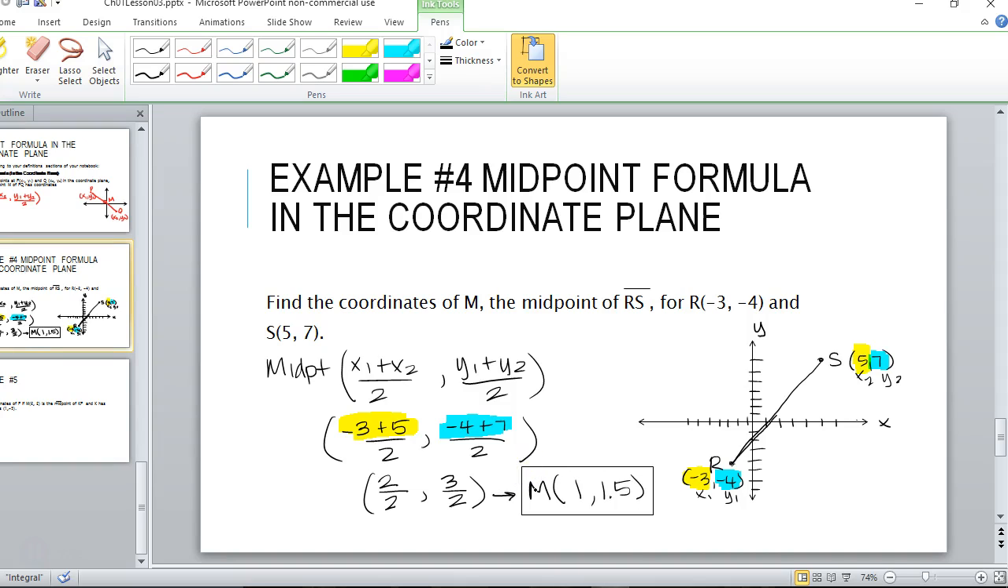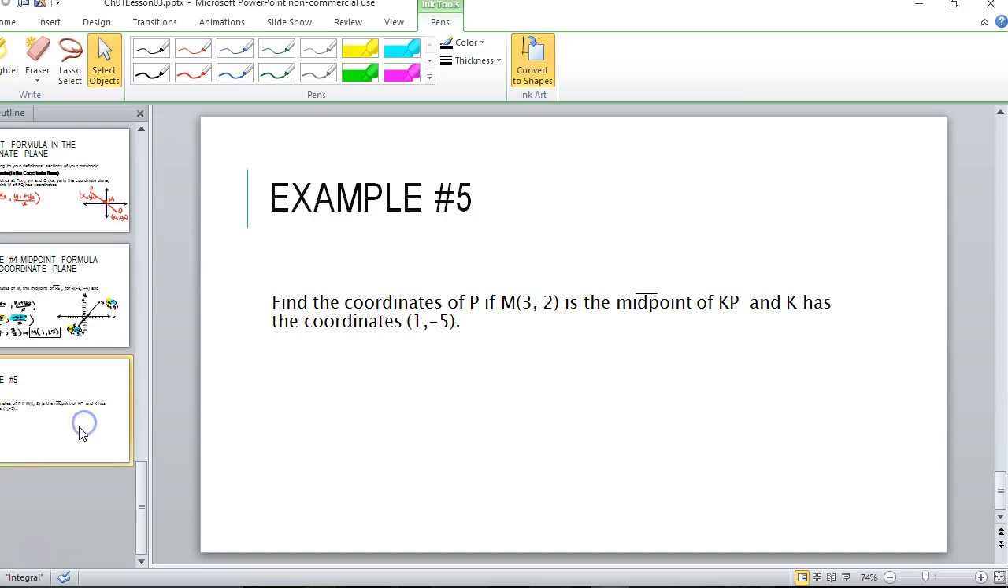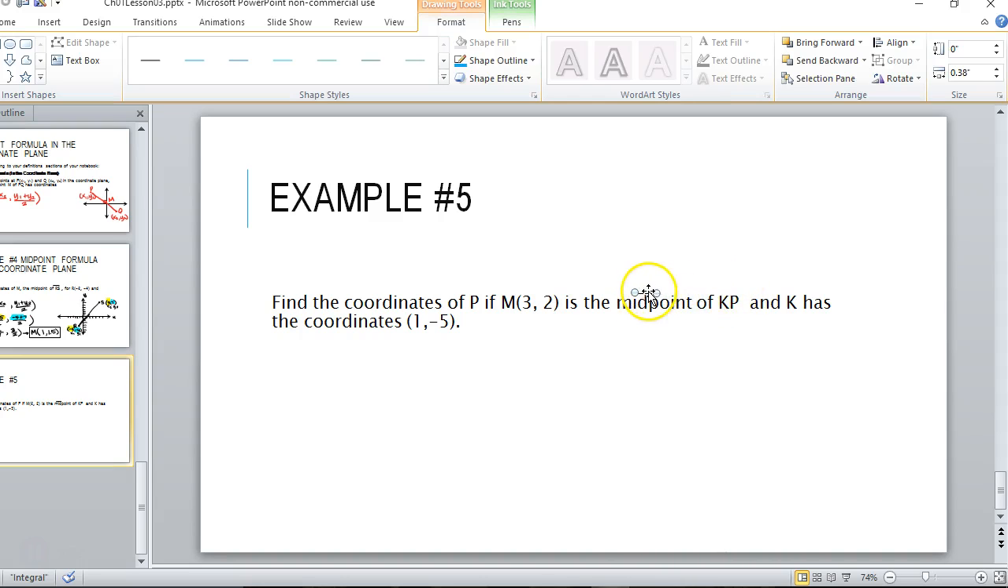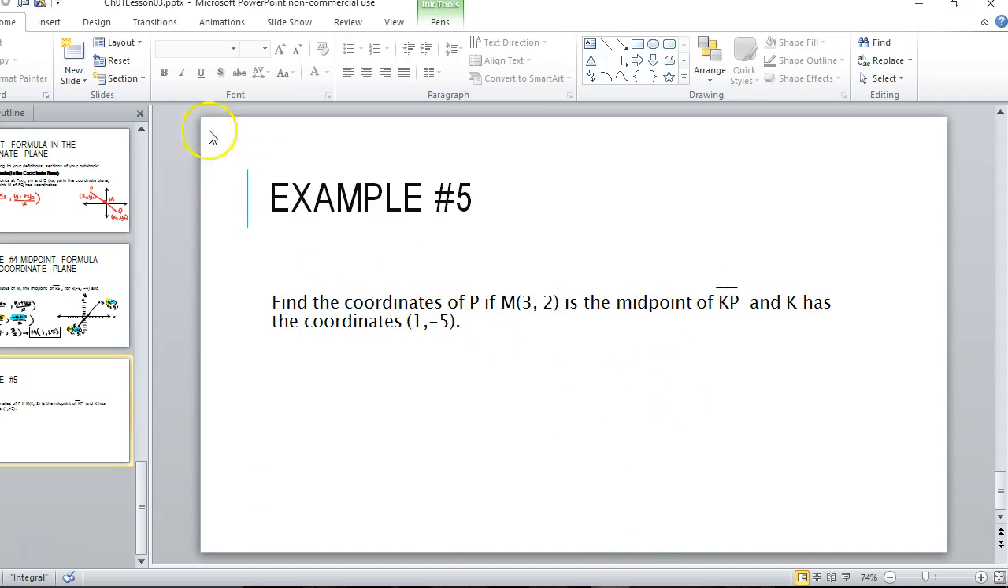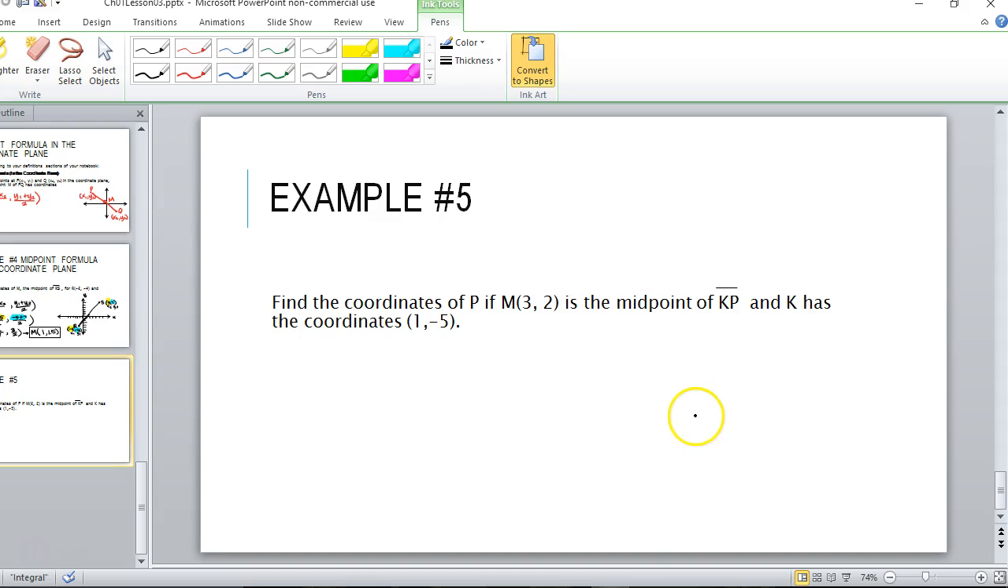All right, now it's your turn to try one. Find the coordinates of P if N (3, 2) is the midpoint of line segment KP, and K has the coordinates of (1, -5). All right, if you want to pause the video, you can, and come back and we'll talk.